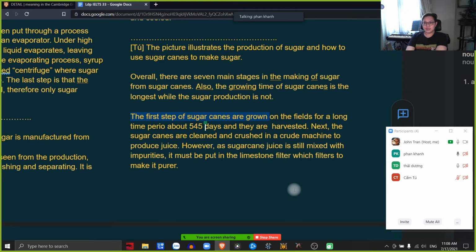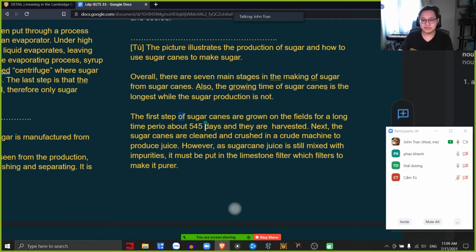Cái giai đoạn đầu tiên của sugarcane được trồng. Nghe có vấn đề là gì không các bạn? Thầy nghe sượng liền không? Cái giai đoạn đầu là khi sugarcane được trồng thì nghe ổn hơn. Chứ nghe là giai đoạn đầu của sugarcane được trồng nghe nó kỳ lắm. You know, the first step. Of course, you don't say the first step of sugarcane are grown, you know.